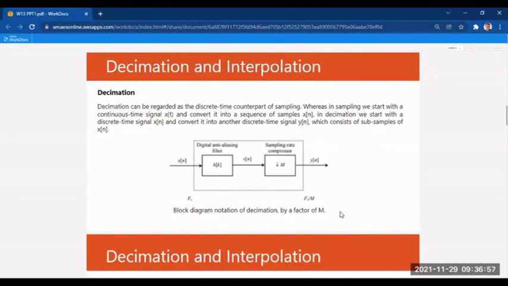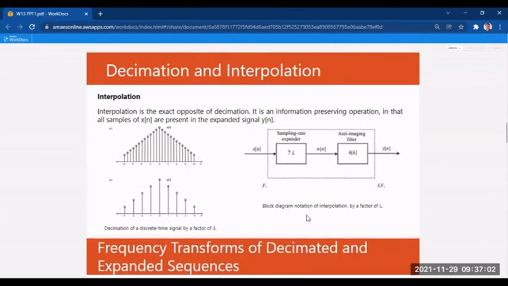So that is decimation. Again, the point of decimation is to lower the sampling rate. Interpolation, on the other hand, is the exact opposite of decimation. It is an information preserving operation in that all samples of x of n are present in the expanded signal y of n. For example, this is our x of n. Then we subject this to interpolation. So after interpolation, this will be our signal. Let's call this y of n.